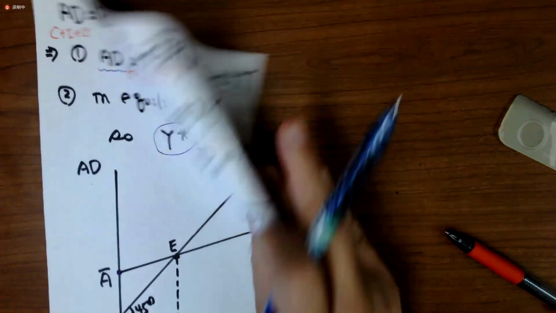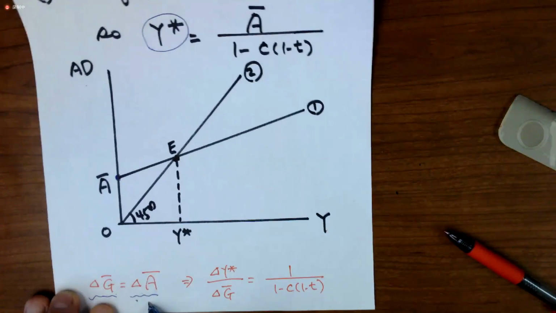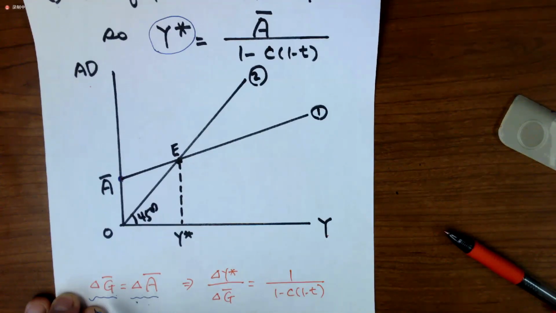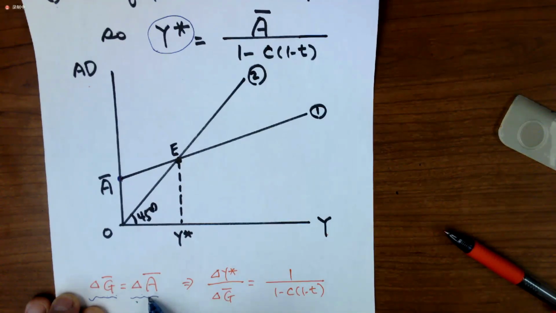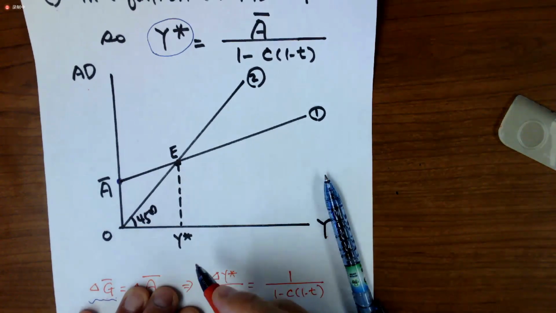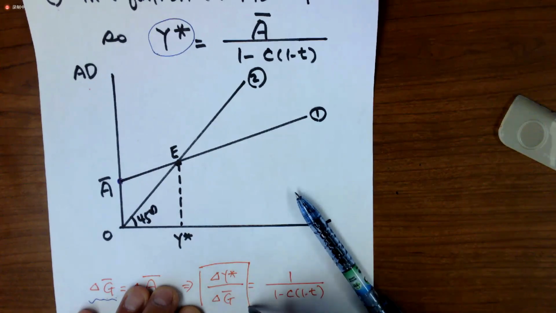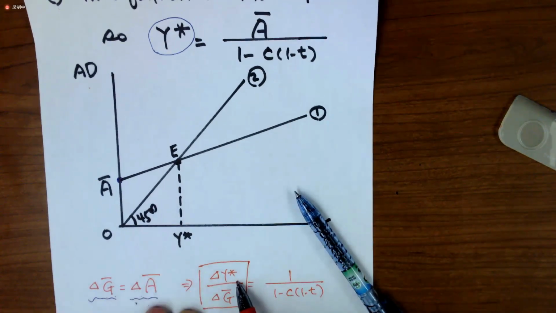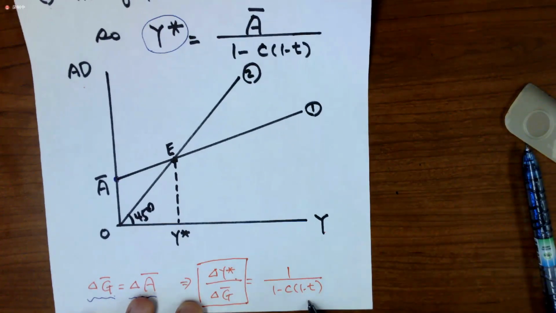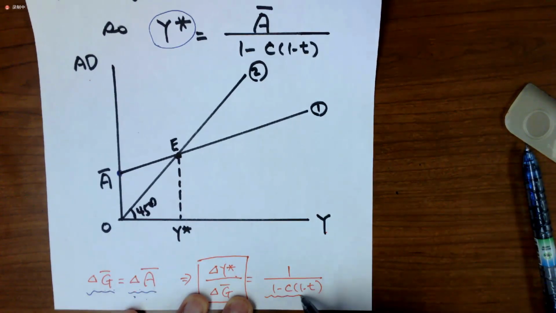Change in A bar will be equal to change in G bar. They will be equalized. They are the same magnitude, the same size, the same amount. Okay? And then we derived the impact of change in government spending on the economy's equilibrium output in terms of the government spending multiplier. This is the expression for the government spending multiplier.